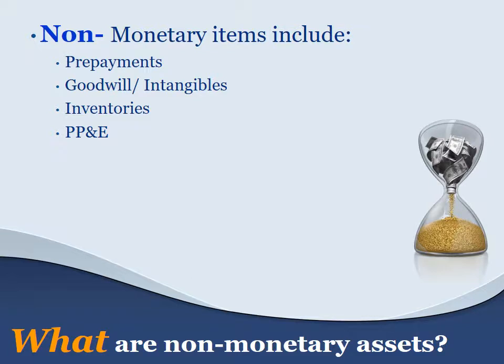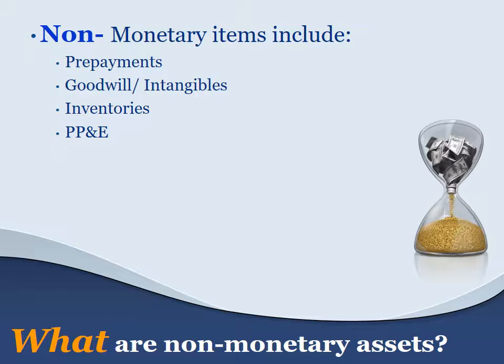Non-monetary items, on the other hand, include prepayments. So you've paid in advance, or you've been paid in advance yourself. That item would meet the definition of a non-monetary item. Goodwill and intangible assets all meet the definition of non-monetary items. Inventories, property, plant and equipment would also meet the definition of non-monetary assets, and therefore in accounting for these items you would have to apply the historic rates that relate to them.